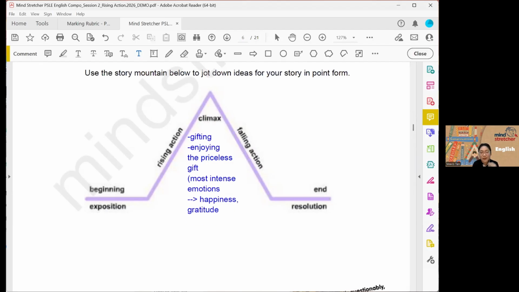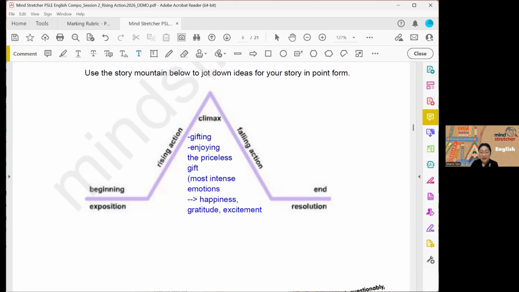So the start of your climax could be the gesture of gifting. The gesture of gifting could be it. Okay. Of course, loving it, gratitude, happiness, excitement. Yes, yes, all these strong emotions.